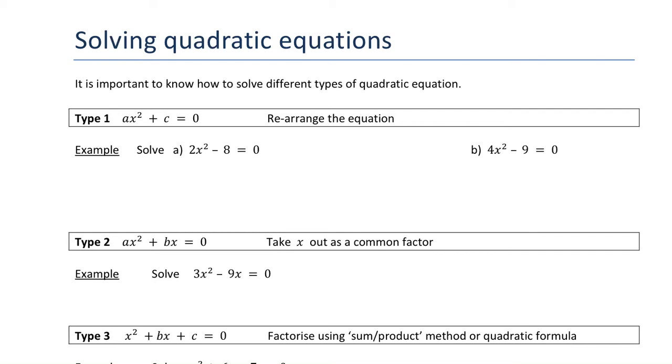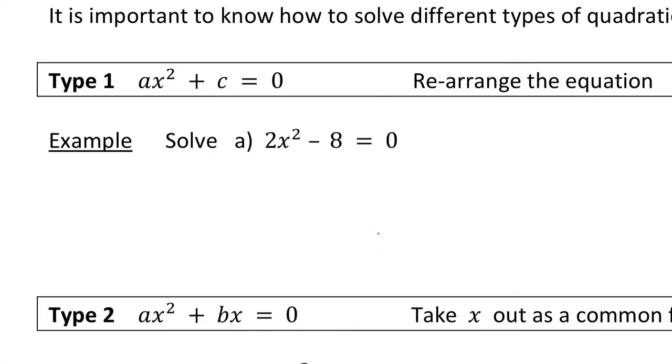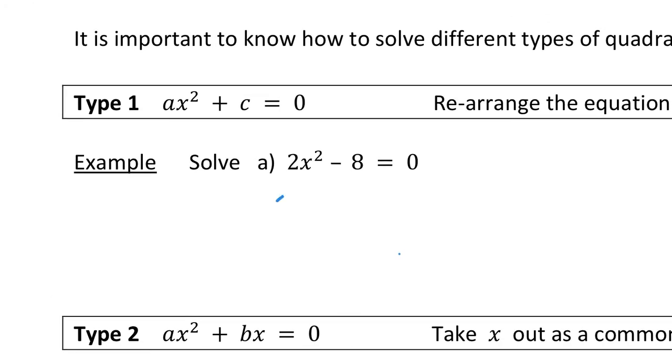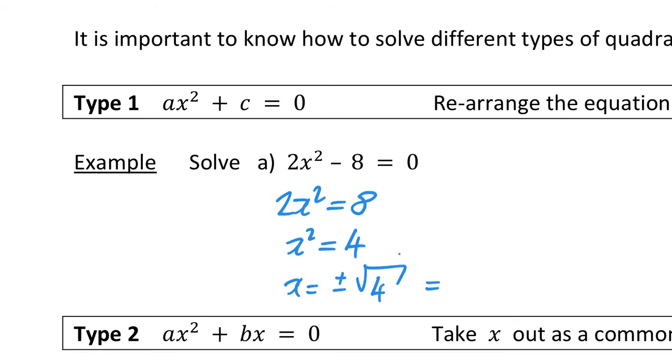In this video, we're going to look at solving quadratic equations. Okay, the first type is where you've got just two terms, like ax squared plus c is equal to 0. In this one, we have 2x squared is equal to 8. Then x squared is equal to 8 divided by 2, which is 4. Then x is equal to plus or minus the square root of 4, which in this case, x is equal to plus 2, or x is equal to minus 2.